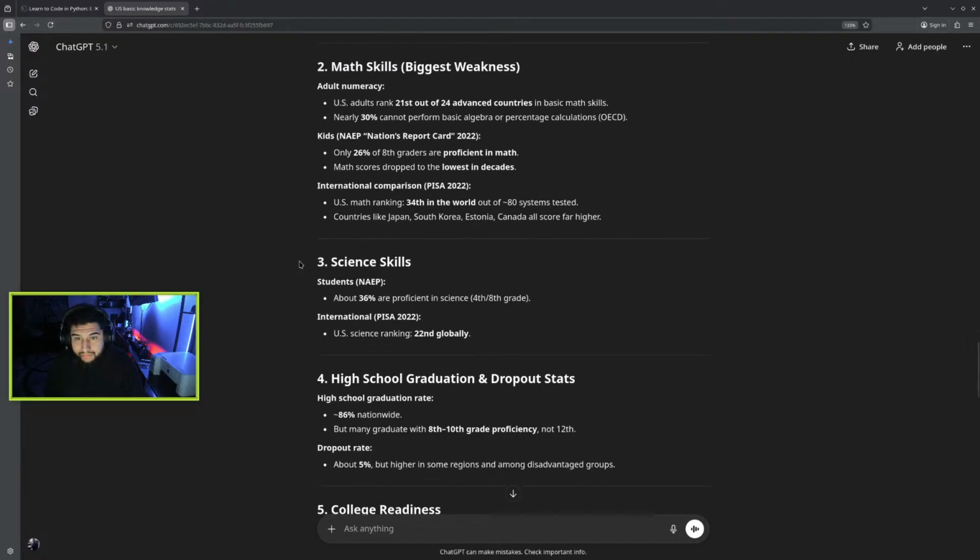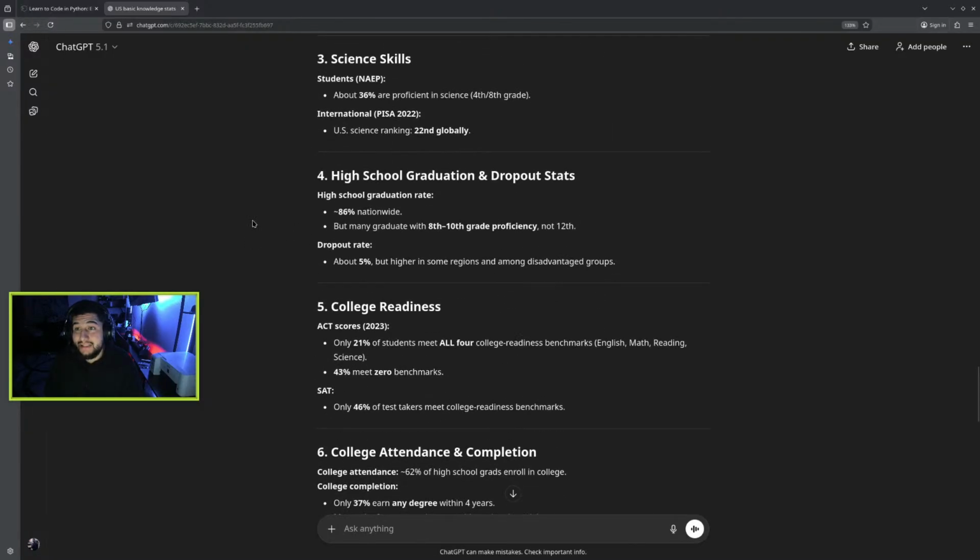International comparison, PISA. U.S. math ranking is 34th in the world out of 80 systems tested. 34 out of 80. That's not good. Countries like Japan, South Korea, Estonia, Canada all score far higher. Canada scores higher in math. Science skills, NAEP: about 36% are proficient in science, 4th and 8th grade. Ooh, international. U.S. science ranking is 22nd globally.